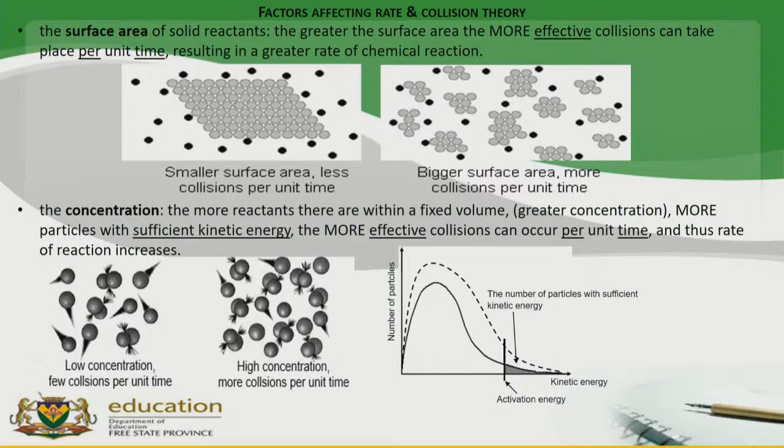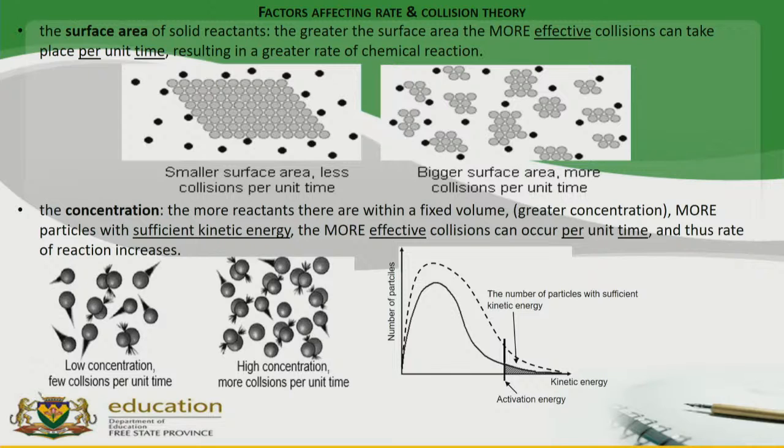Therefore, now more particles will have sufficient kinetic energy and more effective collisions will occur per unit time. Remember, per unit time is important because if you give a reaction long enough, there will be more effective collisions. But what is long enough? It can be 10 years. If it occurs in 10 years, can we say the rate of the reaction is high? No.